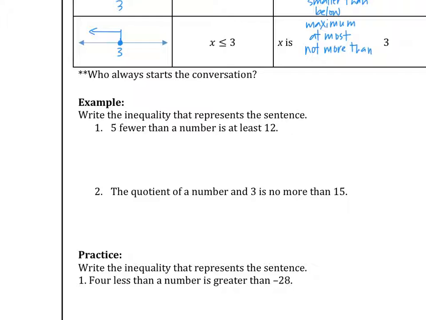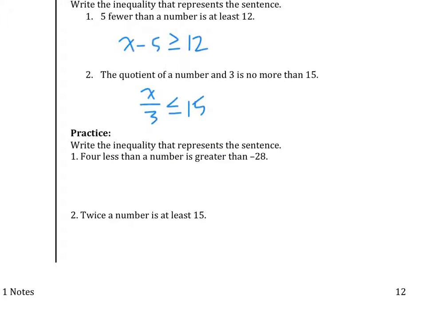Okay, so let's look at the answer. The first one is x minus 5 greater than or equal to 12. Number 2 is x divided by 3 less than or equal to 15. And then the practice, first one is x minus 4 greater than negative 28. And then 2x greater than or equal to 15.